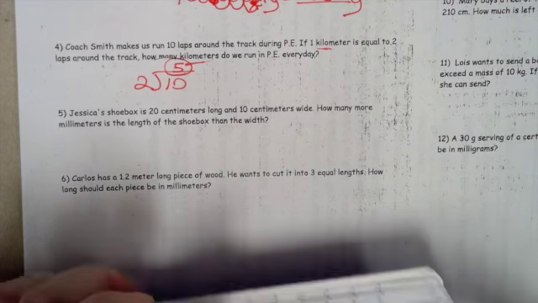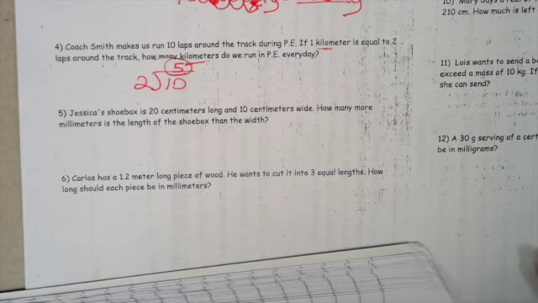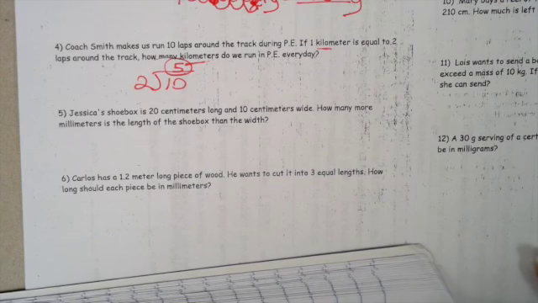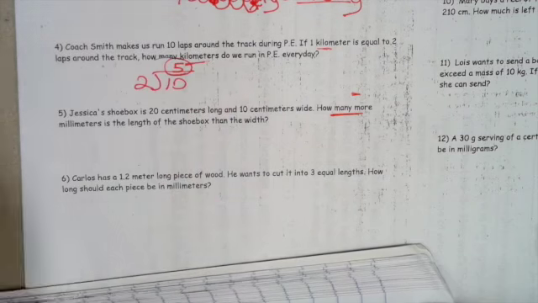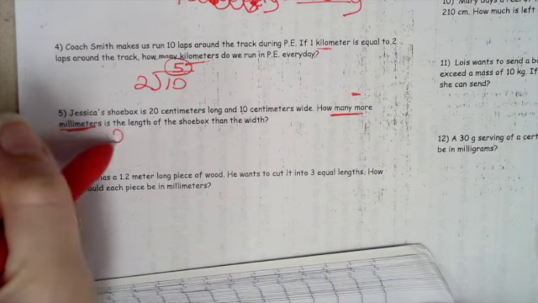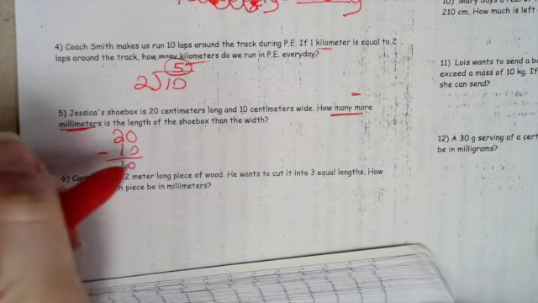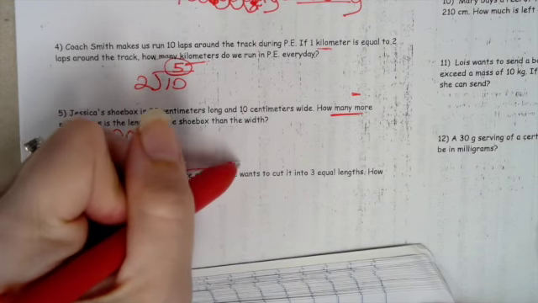Jessica's shoebox is 20 centimeters long and 10 centimeters wide. How many more millimeters is the length of the shoebox than the width? How many more means subtract, but I also want my answer in millimeters. So I'm going to subtract first, so I only have to convert once. 20 minus 10 is 10, but that's centimeters, and I want my answer in millimeters.